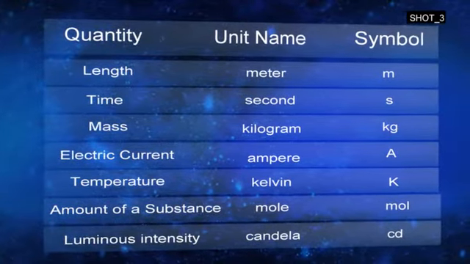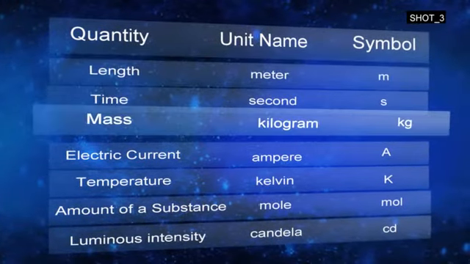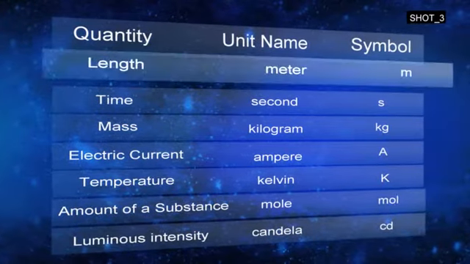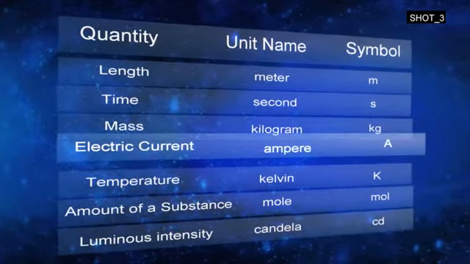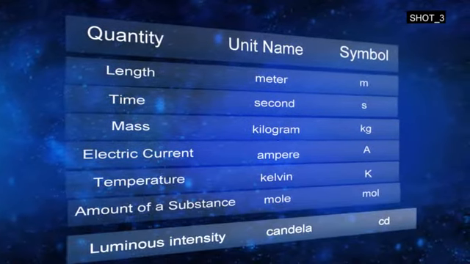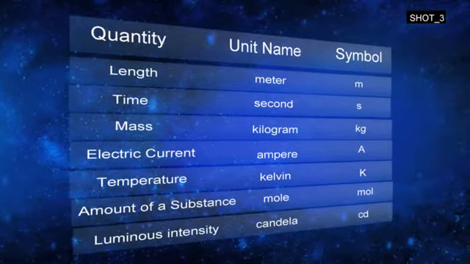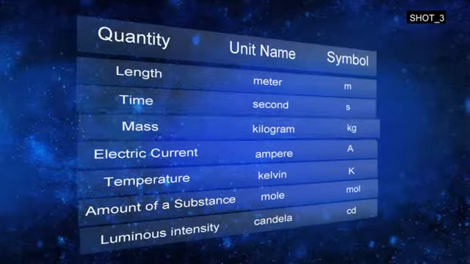The 7 base units are listed here. The first 3, meters, seconds, and kilograms, are ones you are probably already familiar with. You might be familiar with some of the other units as well. These will be used later in physics and in other science classes. One interesting thing to note is that the SI base unit for mass is the kilogram and not the gram.